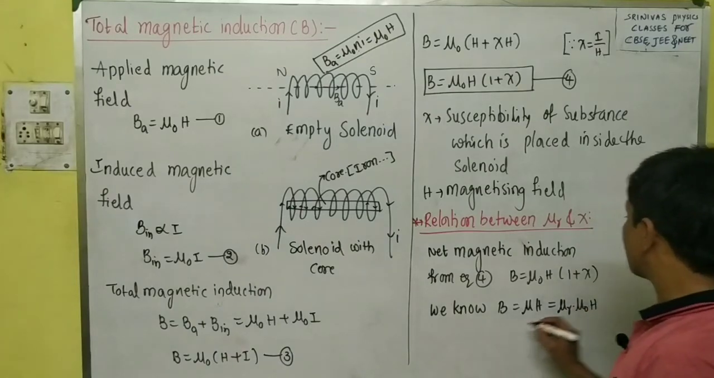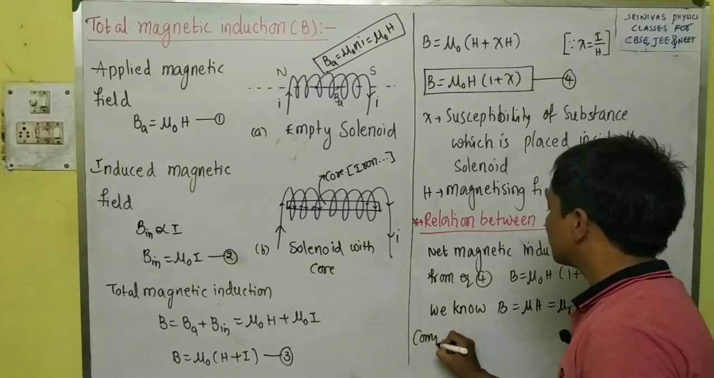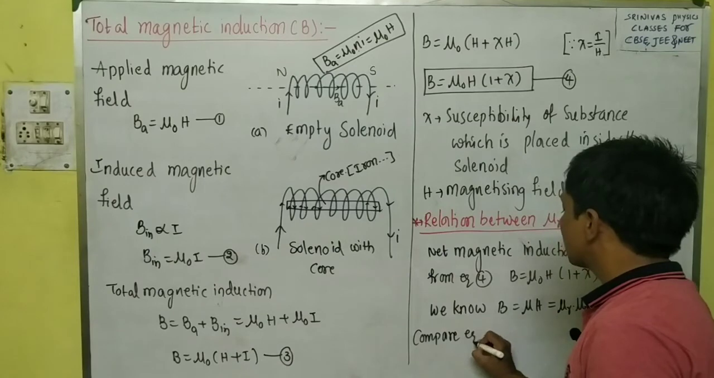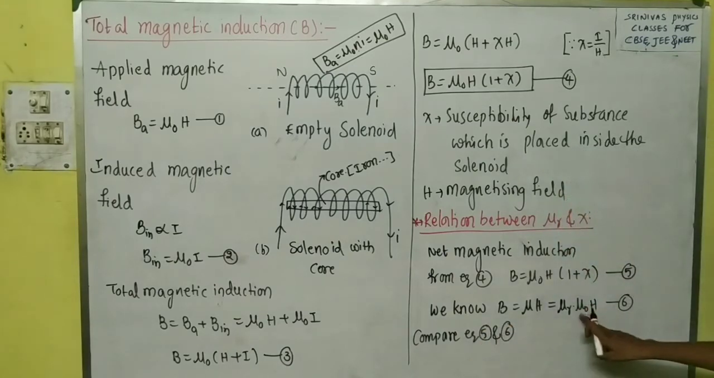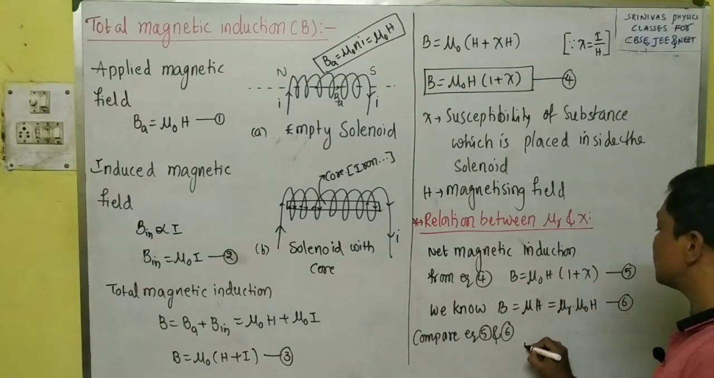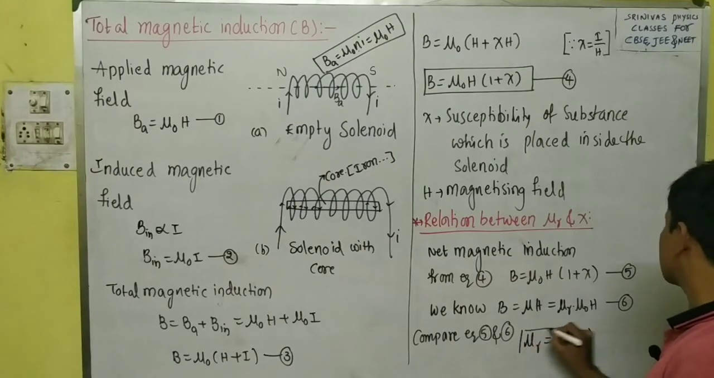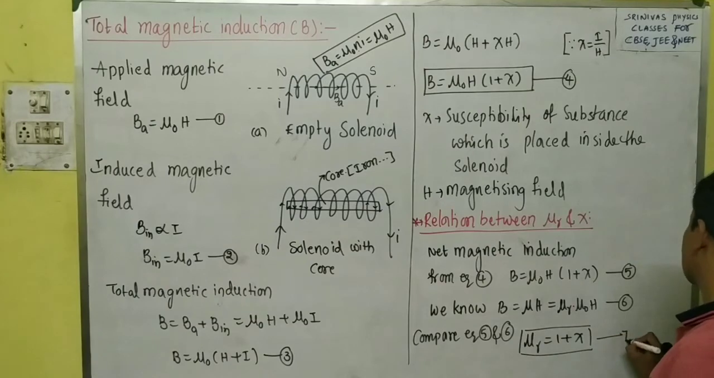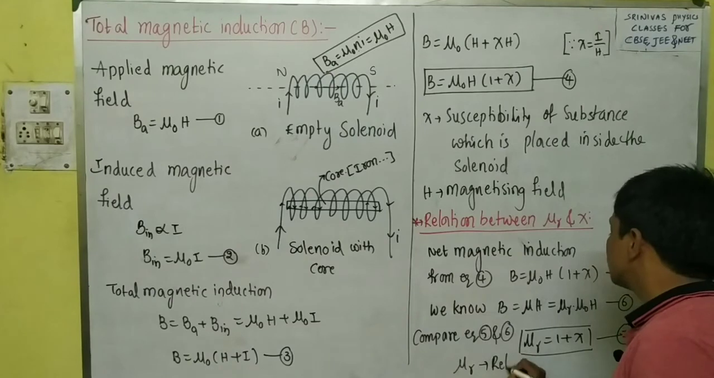Right, what is mu r in this? This is equation 6. You can compare equation 5 and 6. Mu naught H is there. Then instead of mu r we will get 1 plus psi, right? Mu r is equal to 1 plus psi. This is equation 7. And what is mu r in this? Relative permeability.